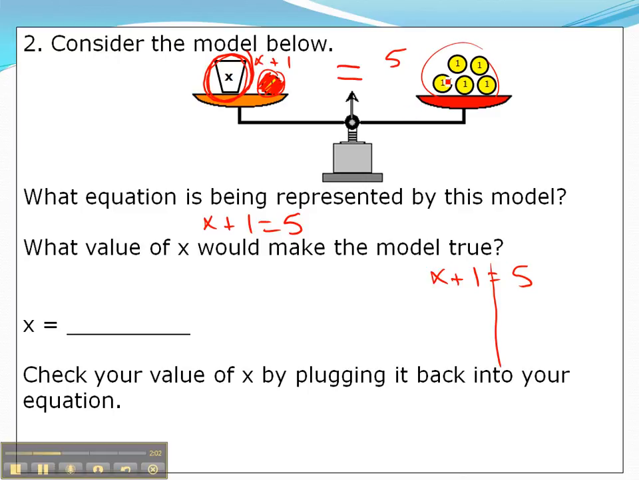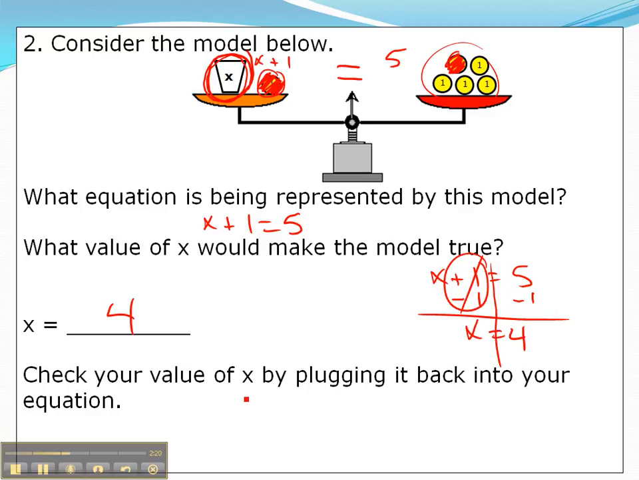but then the scale would be unbalanced. We can rebalance the scale by removing one chip from the right side as well. And we get x equals 4. On the equation it would look like this. We subtracted 1 from both sides. That equals 0, so we have x equals 5 minus 1, which is 4.